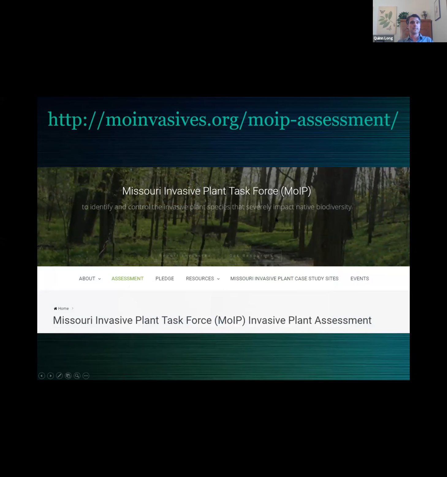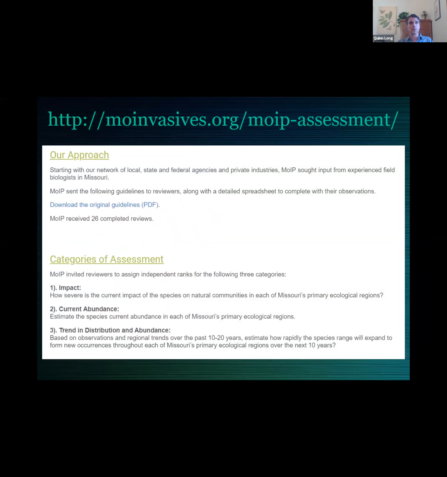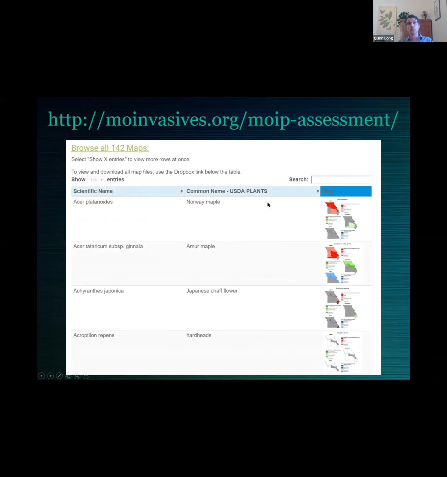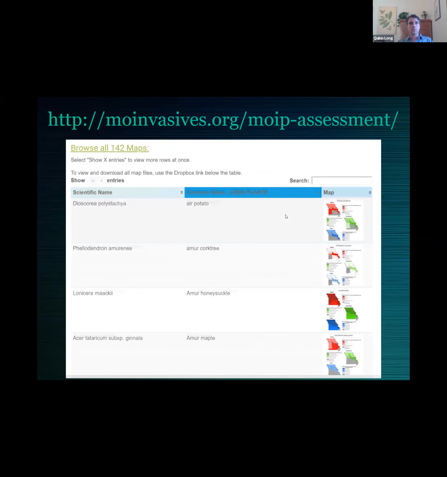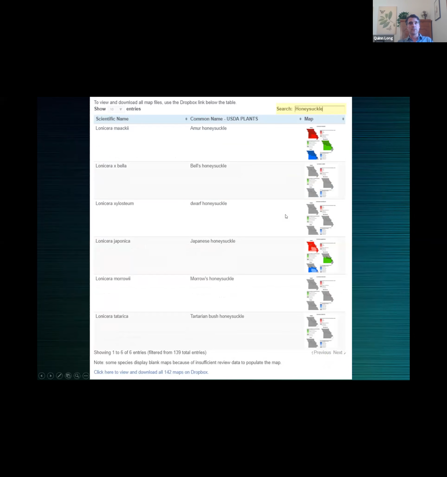So you can go to the website and download all 142 maps. You can view them, you can sort them, and we've fulfilled the initial stages of this really important goal. You can go download the PDF, or you can go to the website and sort by scientific name or common name, and we're pretty pleased with the outcome of this. Real visual representation. Here you see some examples.